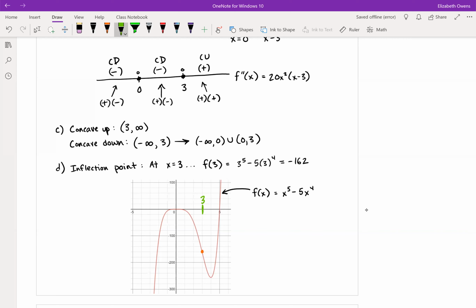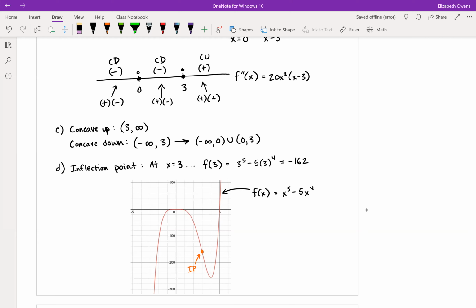And then the inflection point, yeah, is only at x equals 3. That's the only place our concavity changes. And so that right there is an inflection point at 3, negative 162. Well, the y value is a little hard to tell because the y-axis is on such a large scale, but that looks approximately in the right place there. So everything truly matches up.